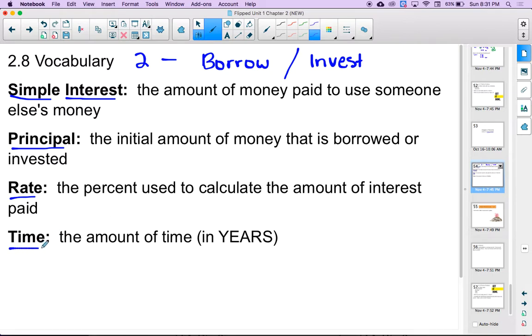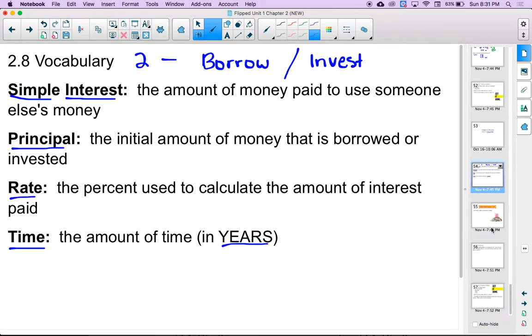And time. The time is the amount of time that goes by within the investment, or the amount of time that it takes to pay back that money. And time is always calculated in years. That's really, really important for us to understand here.